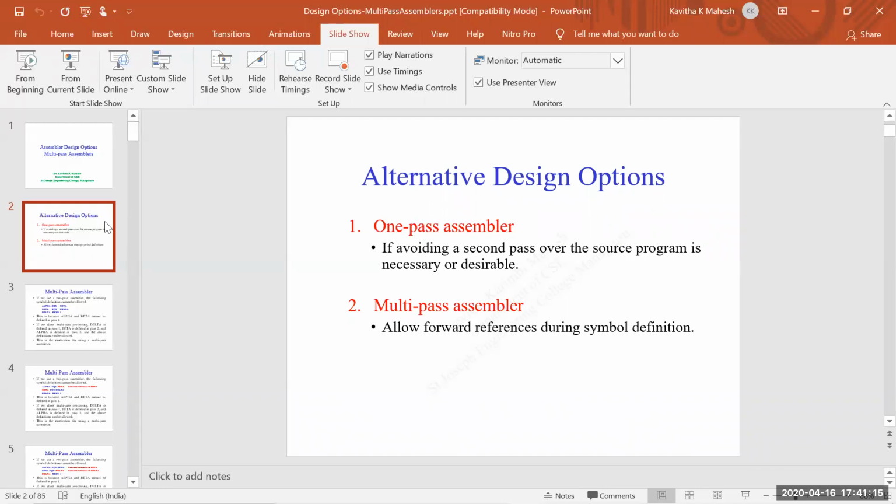Later on, we have seen how a one-pass assembler translates assembly language program to machine language by performing only one complete scan over the source program, with the restriction that the majority of the forward references need to be eliminated. The third option for designing an assembler is a multi-pass assembler, which has an added advantage that it allows forward references during symbol definitions to be handled.